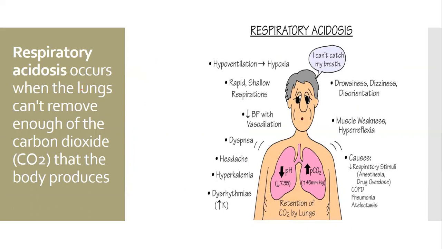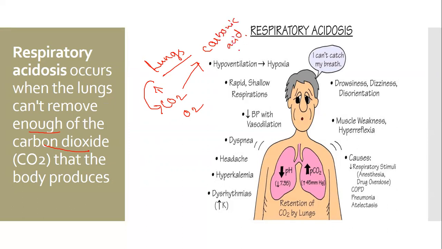Respiratory acidosis occurs when the lungs can't remove enough of the carbon dioxide that the body produces. We know that we will be having CO2 and O2 levels. If the patient is having some difficulty breathing, there will be accumulation of carbon dioxide. So it can lead to carbonic acid accumulation. That condition is called respiratory acidosis. So pH will be low, then CO2 will be high.